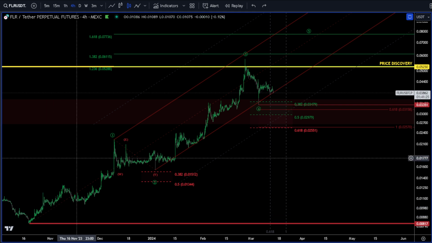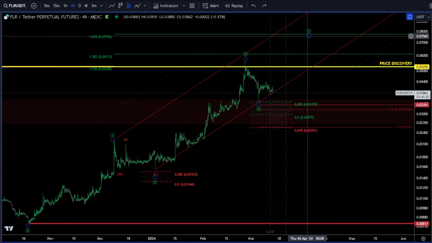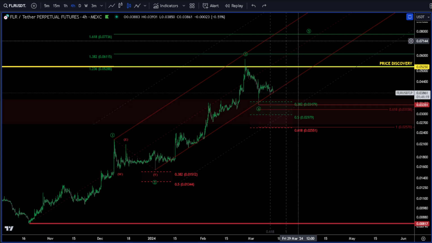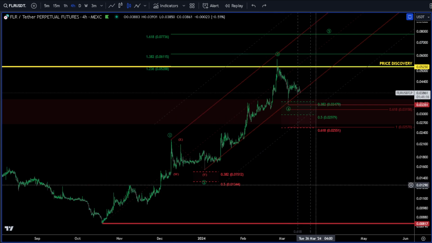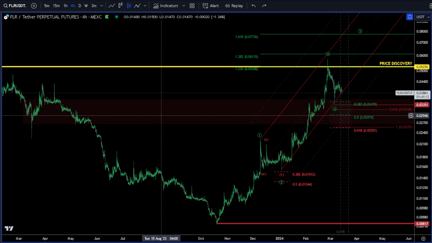Now, since the low, we've been tracking this as a 5-wave diagonal to the upside. Eventual targets for our 5th wave is at 7.736 cents, and we can get extended off that because we'd be in price discovery.